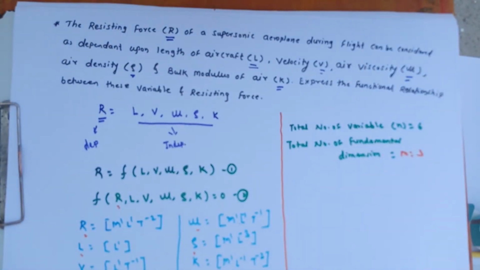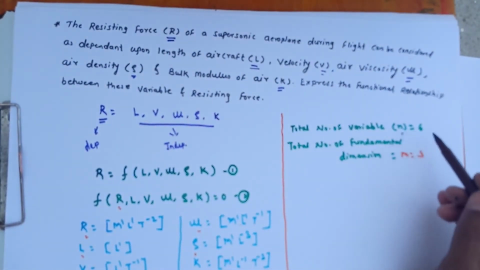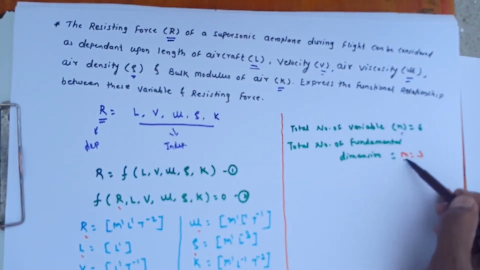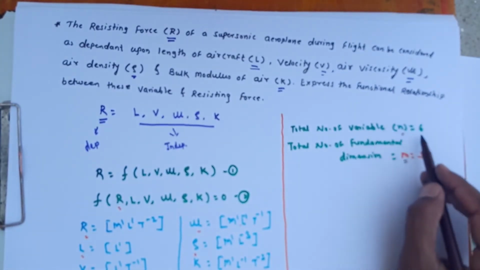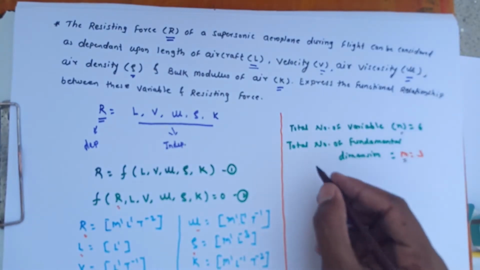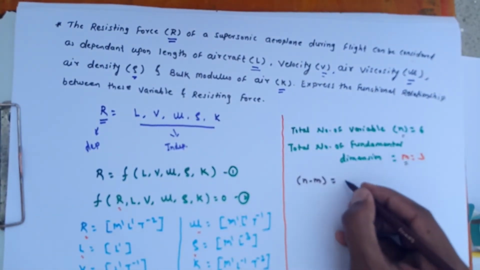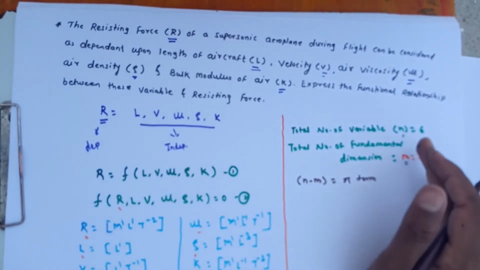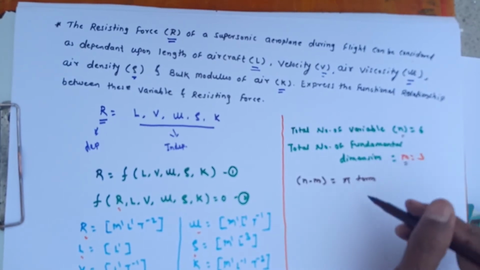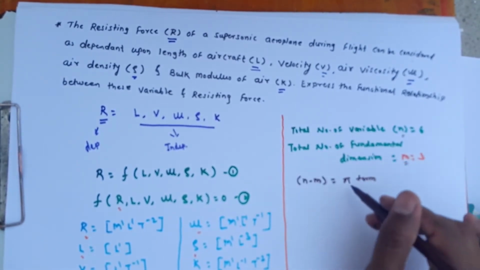So according to the Buckingham Pi theorem's statement, if in a physical phenomenon there are n number of variables consisting of m number of fundamental dimensions, then all those n variables will be arranged in n minus m dimensionless terms, which are called pi terms. So here, according to the Buckingham Pi theorem, in this physical phenomenon there will be n minus m pi terms.